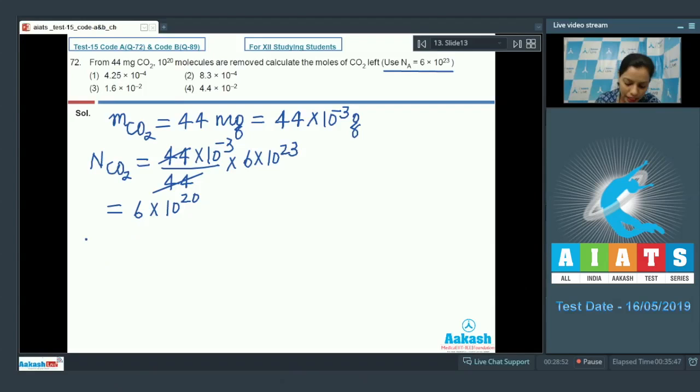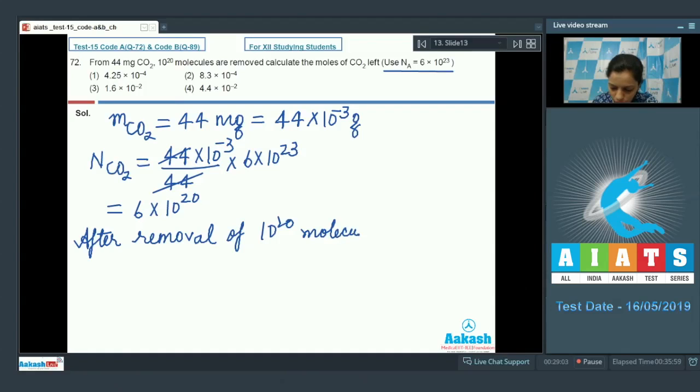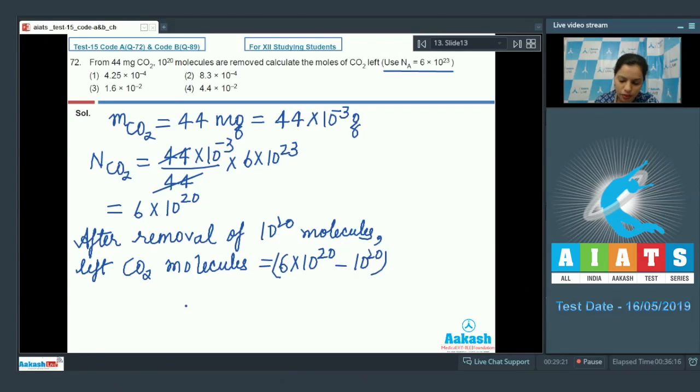Now what is done here? In this case, you have just removed 10 raised to the power 20 molecules. Left CO2 molecules, what would be those molecules? These would be 6 into 10 raised to the power 20 minus 10 raised to the power 20. I'll just take 10 raised to the power 20 as common. It becomes 6 minus 1, that is equal to 5 into 10 raised to the power 20.